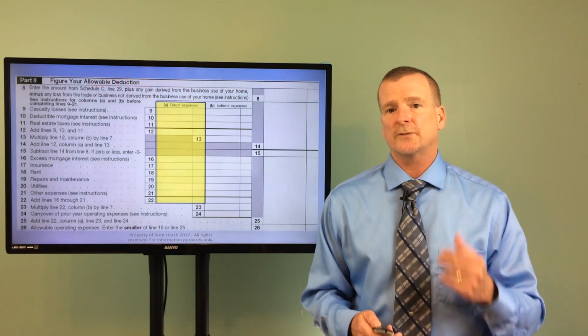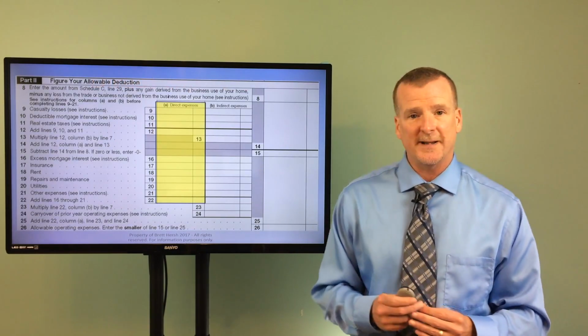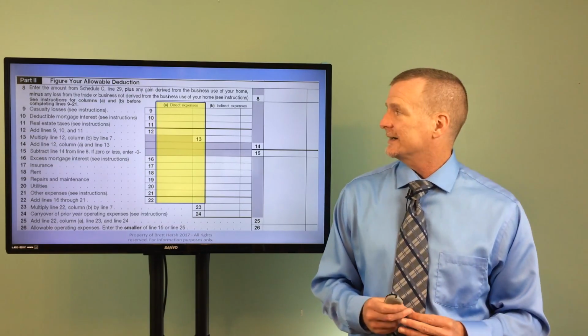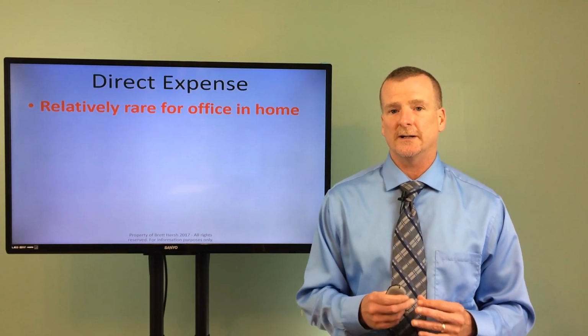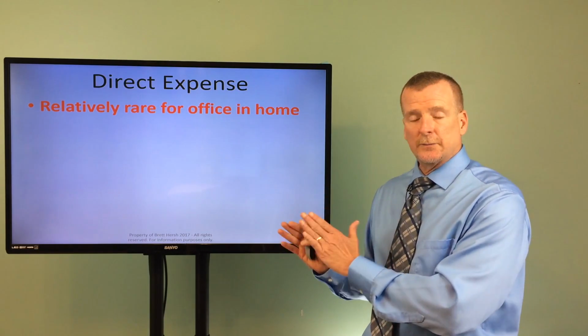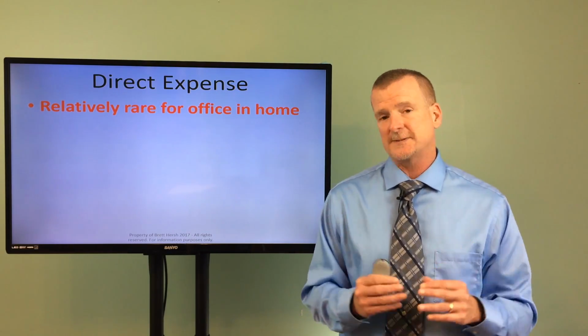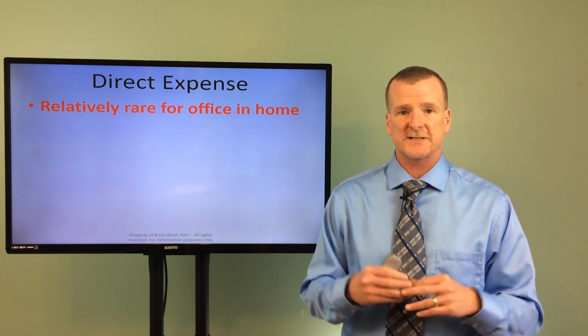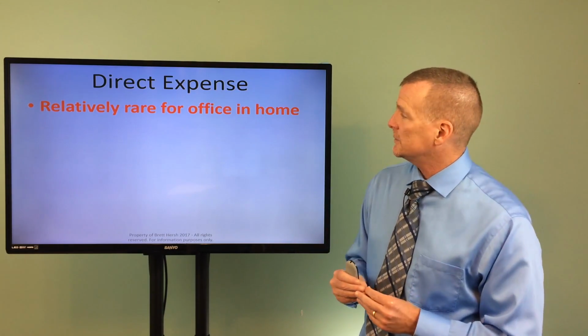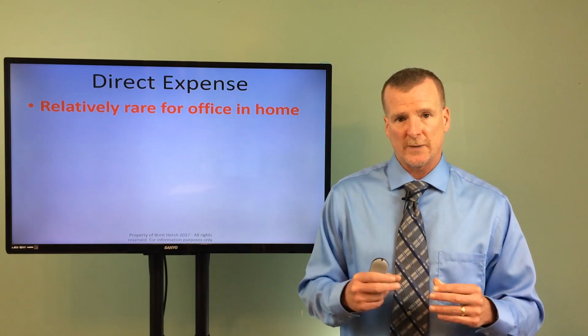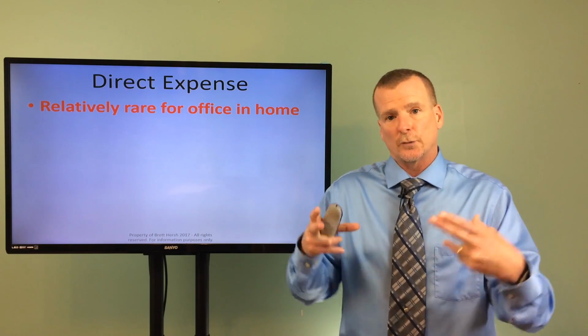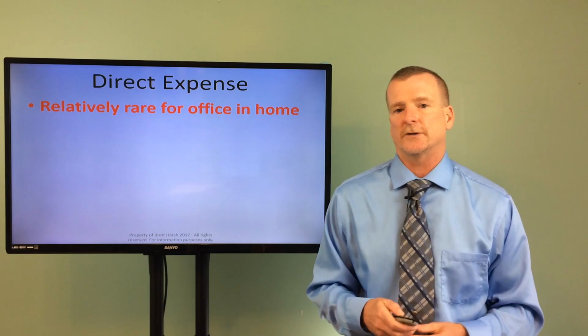Now let's go in. What is a direct expense? Again, there's your column A, as you've seen several times. I like that column. That's why we keep putting it on here. Now, these are relatively rare. Direct expenses are relatively rare for an office in a home, and that's primarily because your office is in your home and has a lot of shared expenses, but not a whole lot of expenses that are directly attributed just to that particular room or even part of a room that you're using for your home office.